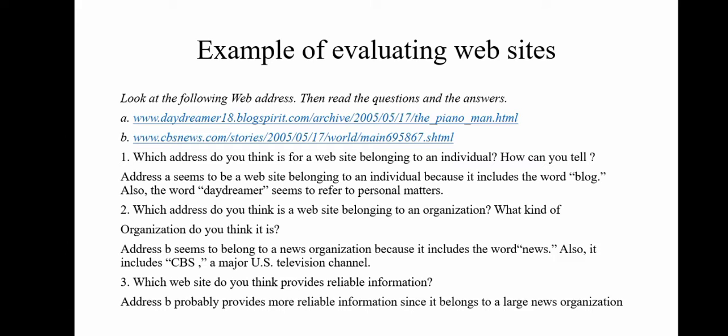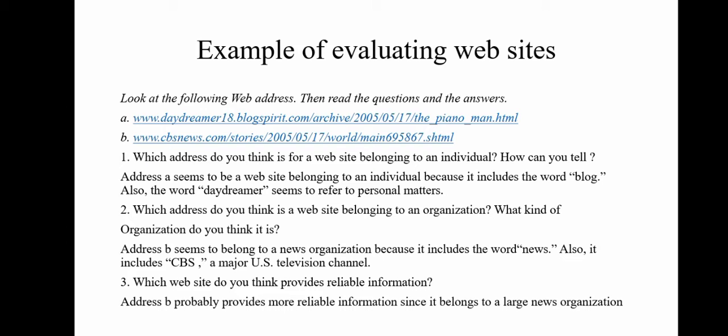So here we come to the example of evaluating website. We can look here, we have 2 website address and we have 3 questions here. The first question is, which address do you think is for a website belonging to an individual and how can you tell? The second question is, which address do you think is a website belonging to an organization and what kind of organization do you think it is? And the last question is, which website do you think provides reliable information?